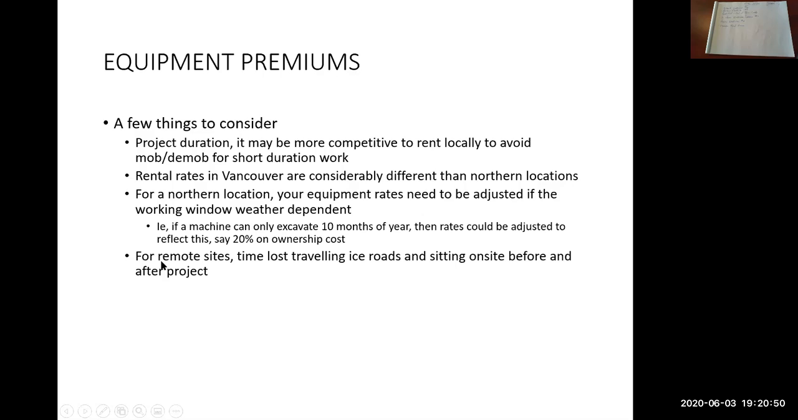So those number of hours that he or she is just sitting there, you're still paying for that. He's just not driving. So that type of cost should be thought of at least. You may not need to allow for it, but you should think about it, depending on how far north you go.